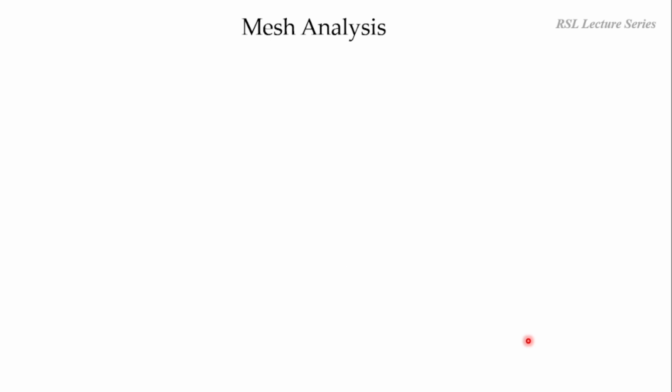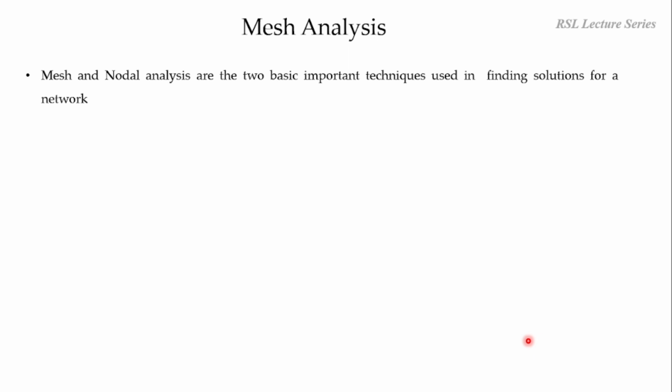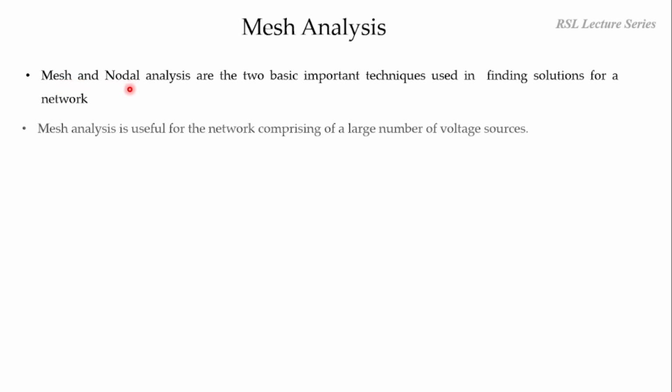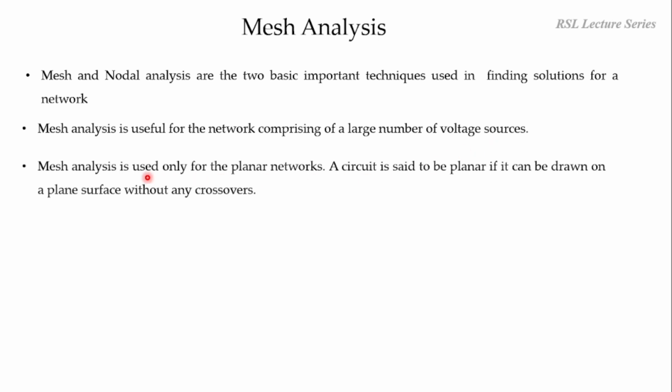Now we'll discuss mesh analysis. There are two important techniques available in network theory, mesh and nodal analysis. These two are the basic important techniques used for finding the solutions for a particular network. We can find the unknown values of currents using mesh analysis, and similarly unknown values of voltages using nodal analysis. Mesh analysis is very useful for networks comprising a larger number of voltage sources, and mesh analysis is used only for planar networks.